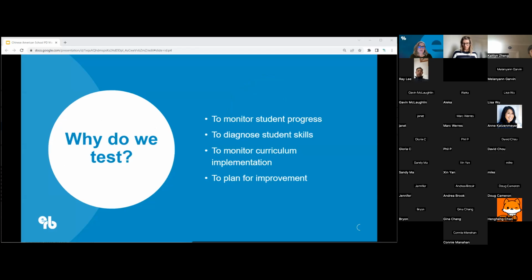So, kind of highlighting again, why do we use a standardized assessment? It is an opportunity to monitor individual student progress, an opportunity to diagnose a student's skill set in terms of their strengths and their areas of growth. And really importantly, as Christina mentioned, to monitor curriculum implementation. Are we seeing that students are meeting the benchmarks that we've set? How do we then reflect as educators to know where there are areas in the curriculum, opportunities for growth, opportunities for strength? And it allows schools to plan for improvement. So those metrics can be incredibly helpful for that.